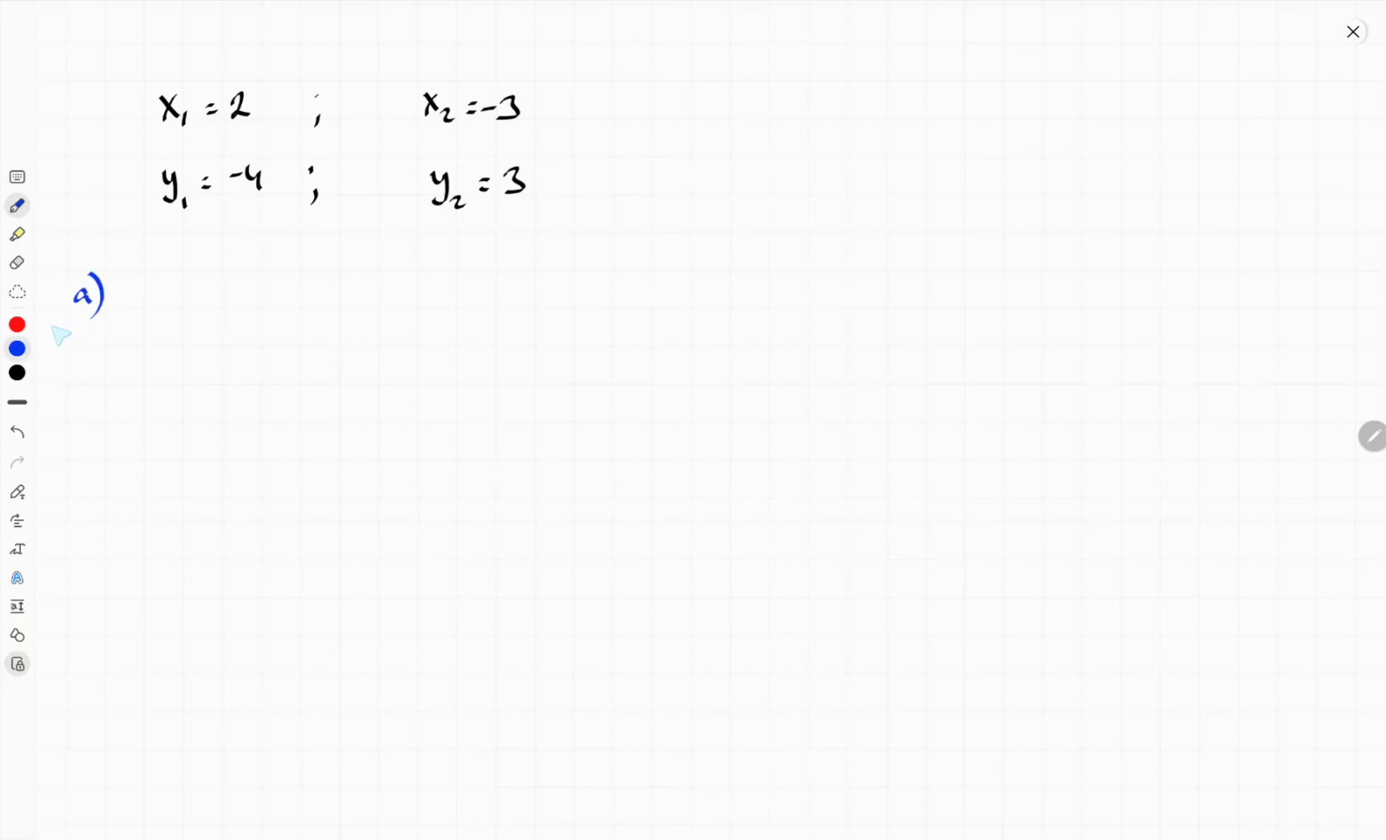So part A. The distance in x direction will be equal to delta x, let's call it x2 minus x1 basically. So -3 minus 2 will be equal to -5 meters. The distance in y direction, in vertical direction, will be equal to y2 minus y1, which is 3 minus -4, which will be equal to 7 meters.